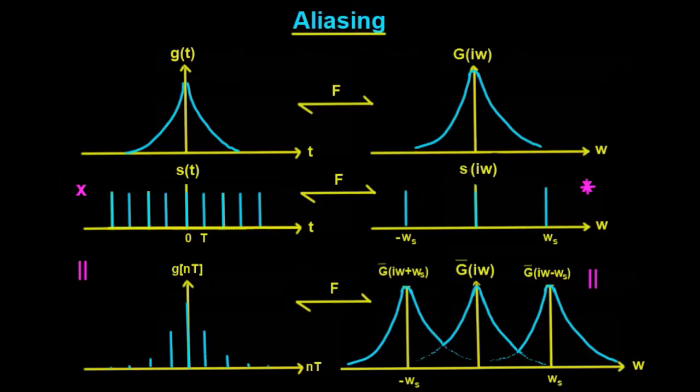We're going to look at an effect now called aliasing. Now we touched on this in a previous video when we looked at the discrete time Fourier transform. So we'll go through a kind of similar process here.